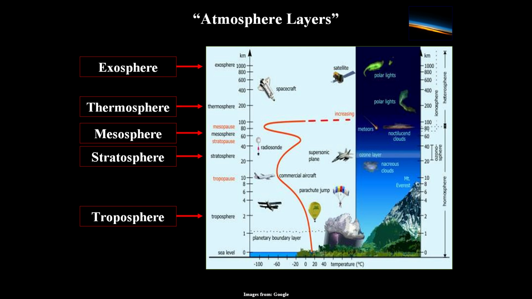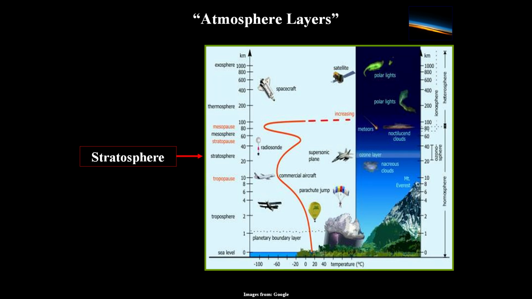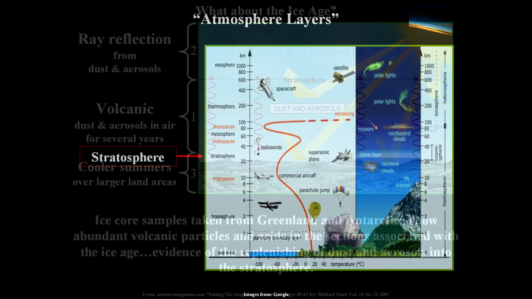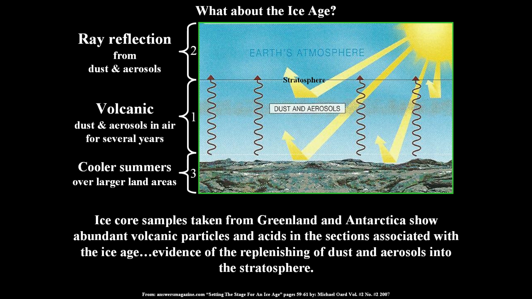But right here you've got the exosphere, thermosphere, mesosphere, the stratosphere, which we just got through reading, and then the troposphere. Right in this area is the stratosphere. That's it right there. Ice core samples taken from Greenland and Antarctica show abundant volcanic particles and acids in the sections associated with the Ice Age. Evidence of the replenishing of dust and aerosols into the stratosphere.